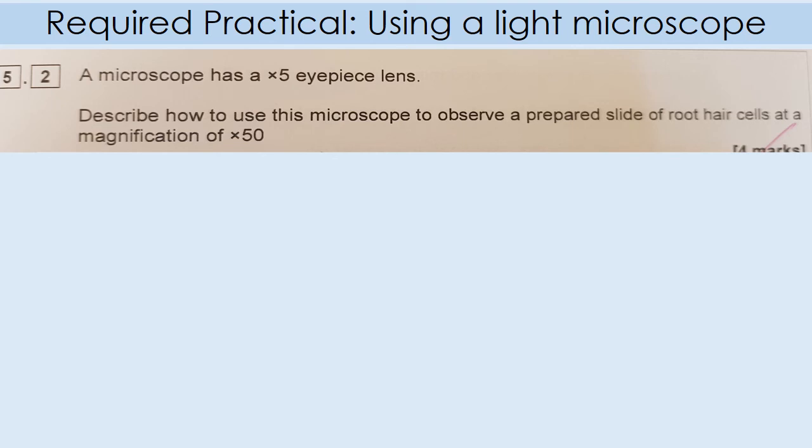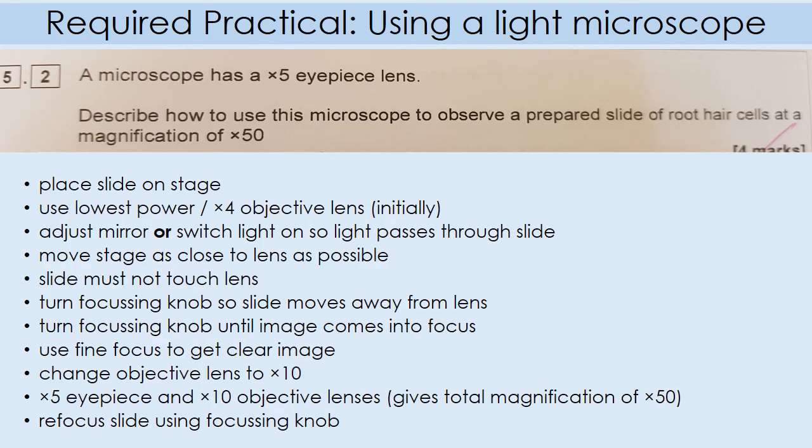Okay, now you've had a chance at doing that. Here are the requirements for the mark scheme. So first you're going to place that slide on a stage. You're going to use that lowest power, that lowest magnification at first, which is our ×4 objective lens. We're going to make sure that the mirror or light is on so it passes through the slide, and we're going to move the stage as close as possible to the lens. Okay, but make sure we obviously don't touch that lens.